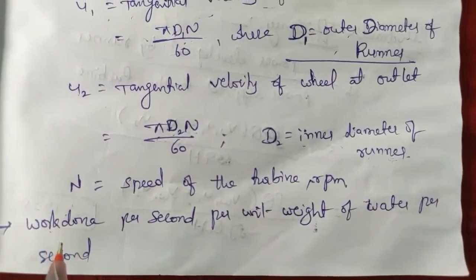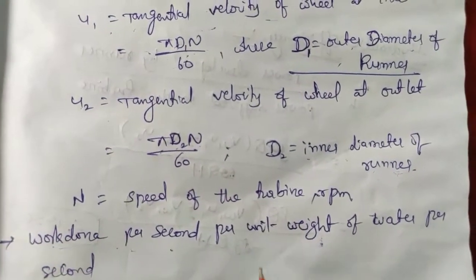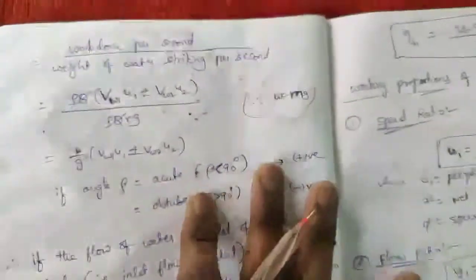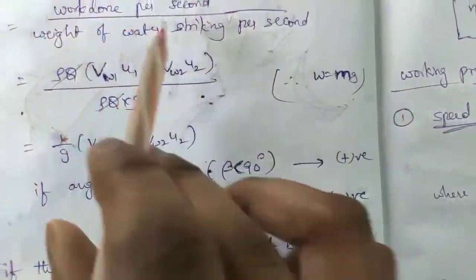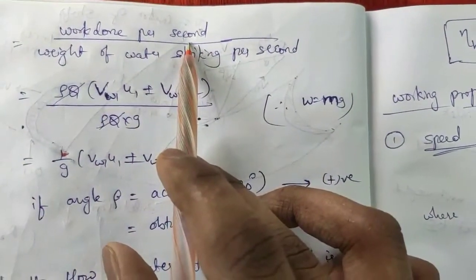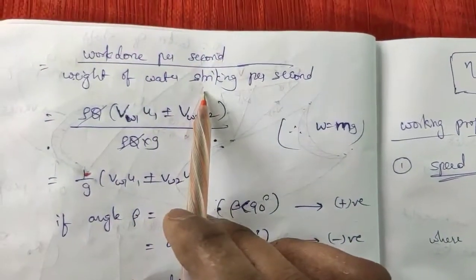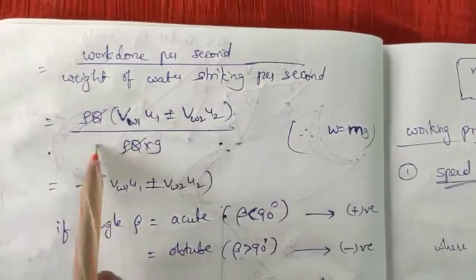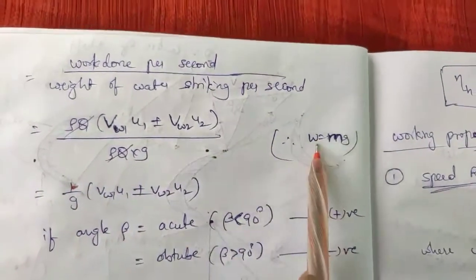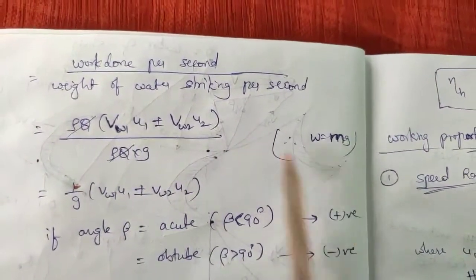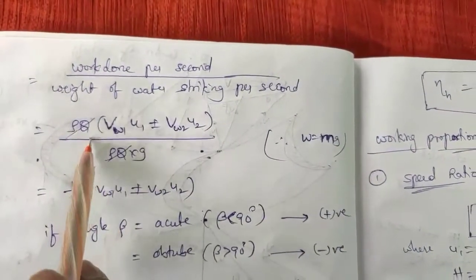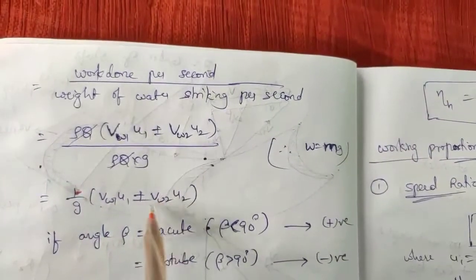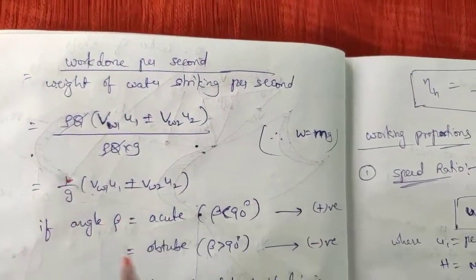Next we have to calculate work done per second per unit weight of water per second. This is simply the ratio of work done per second by weight of water striking per second. So rho Q (VW1 U1 plus or minus VW2 U2) by weight of water, that means weight equals mg, so m equals rho Q, so rho Q into g. By cancelling rho Q and rho Q, we obtain 1 by g (VW1 U1 plus or minus VW2 U2). Here we see plus or minus.